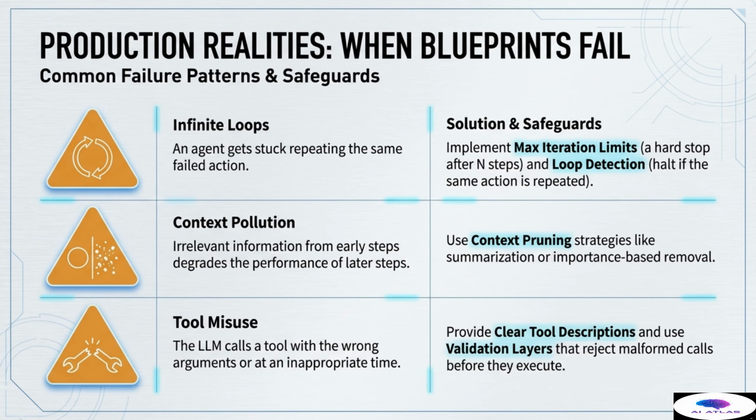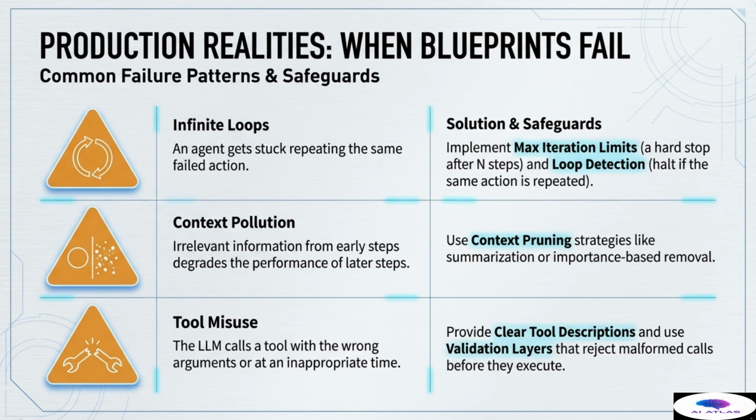Implement max iteration limits, which provides a hard stop after a predefined number of steps, and loop detection, which halts the process immediately if the agent repeats the exact same action sequence multiple times. The second common failure is context pollution. This occurs when irrelevant information from early tool observations or unrelated parts of the conversation degrades the overall performance and distracts the agent during later, crucial reasoning steps.